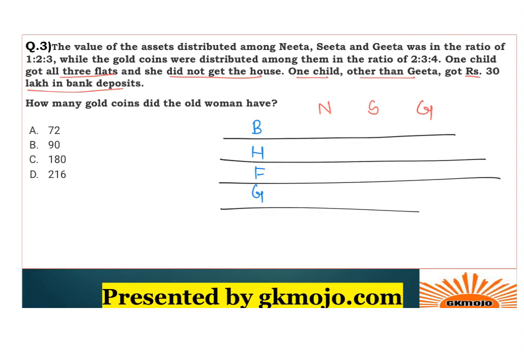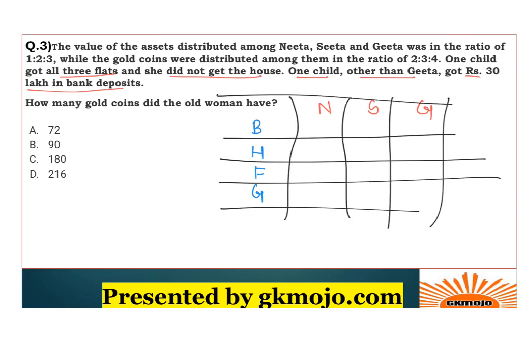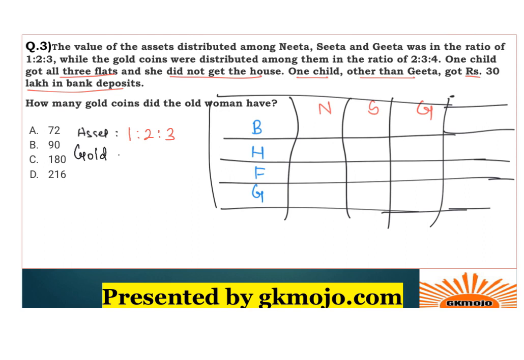The most important part while solving a data interpretation set is representing the data very well. If you can represent the data well, half of your job is done, half of your battle is won. So how to solve this question? Assets are distributed in the ratio 1 is to 2 is to 3, and gold was distributed in the ratio 2 is to 3 is to 4.